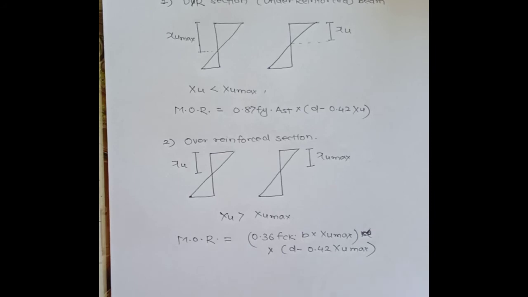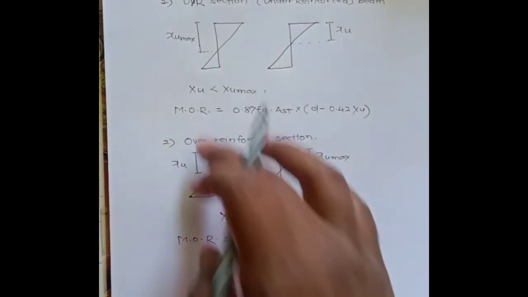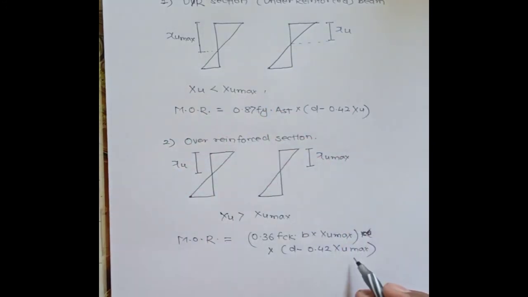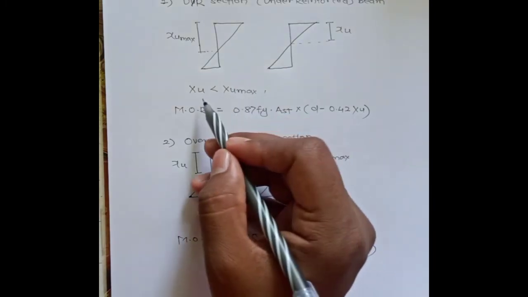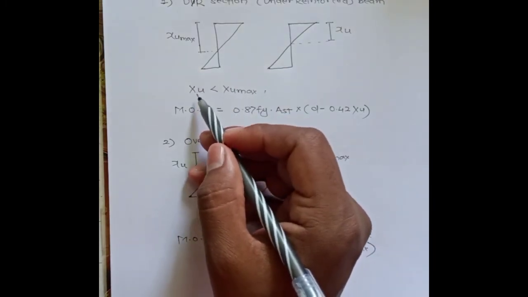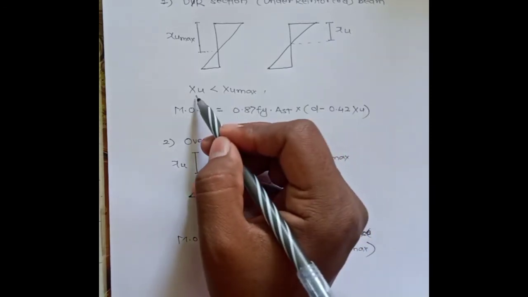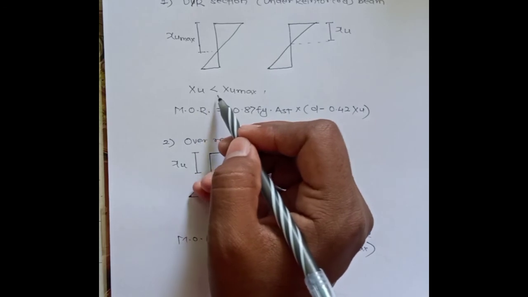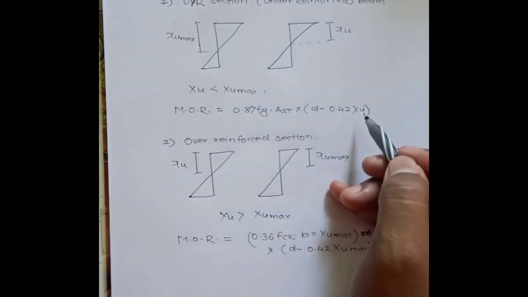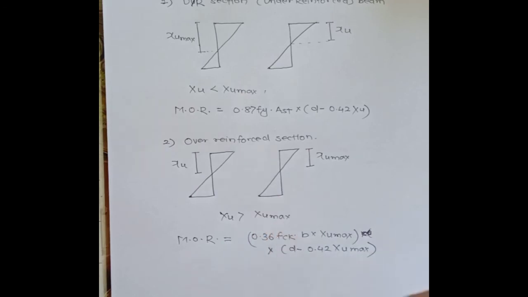And I want to share one thing with you. Whenever we use both of these formulas, we get confused about these values, whether it is XU max or XU in the over reinforced case. So remember one thing: whichever value is less, we put that. Here XU is smaller than XU max, so we put XU. And here XU max is less than XU, so we put XU max. By this simple trick you can remember this formula.